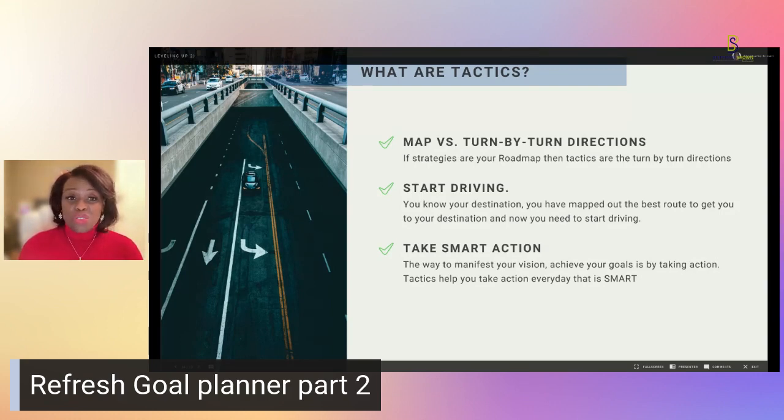You have to start driving. You know your destination, that's your goal. You've mapped out the best route to get you to your destination. Those are your strategies. Now it's time to start driving and take some action. And we want to take smart action. The way to manifest your vision and achieve your goals is by taking action. Tactics help you to take action every day. That is smart action.